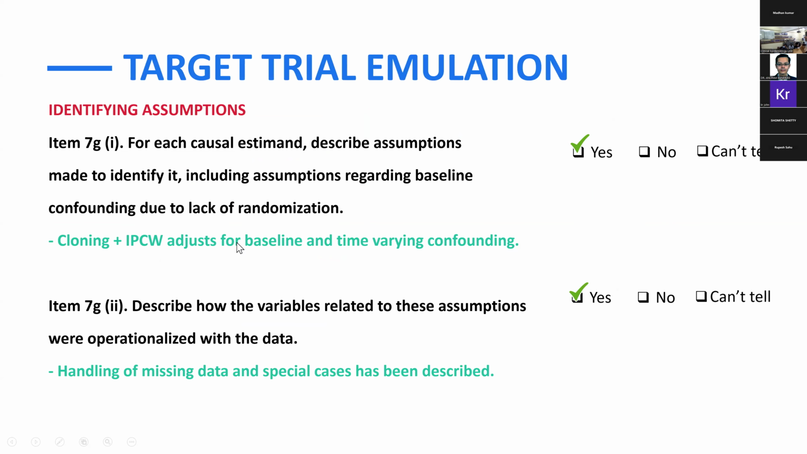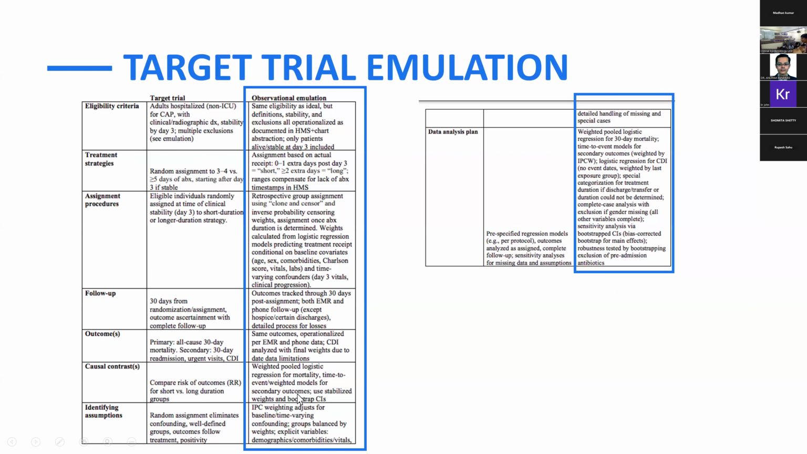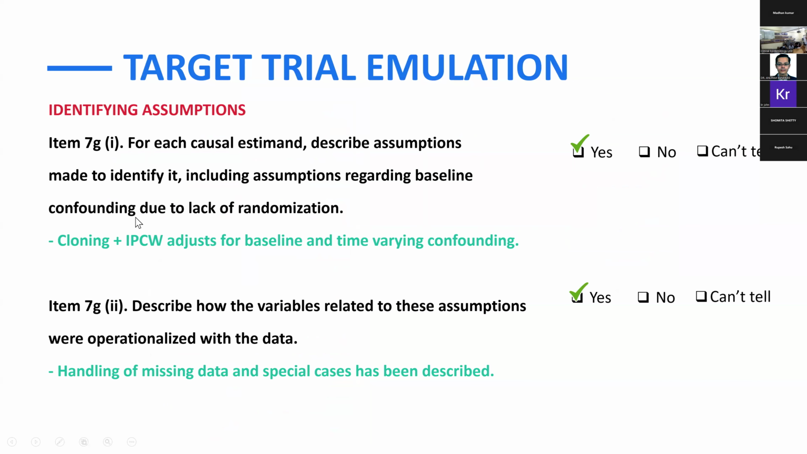Next is to identify assumptions. So where are we? We are here. Again, IPCW and cloning adjust for baseline and time-varying confounding. So yes, they had identified assumptions related to the causal estimate. And describe how the variables related to these assumptions were operationalized with these data. They have described how they handled missing data and special cases as well.